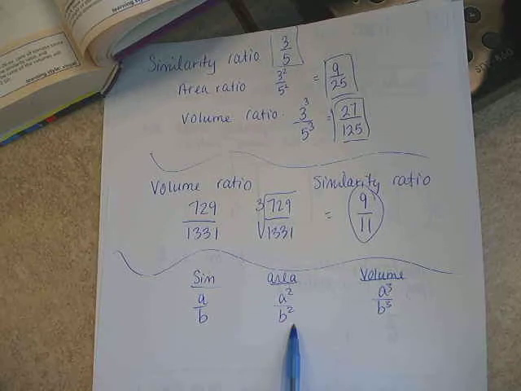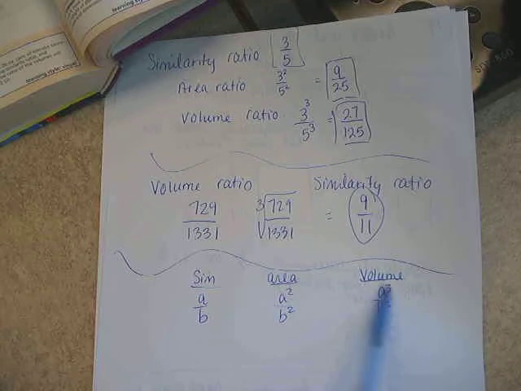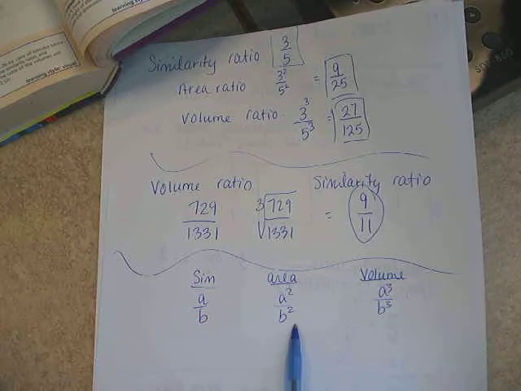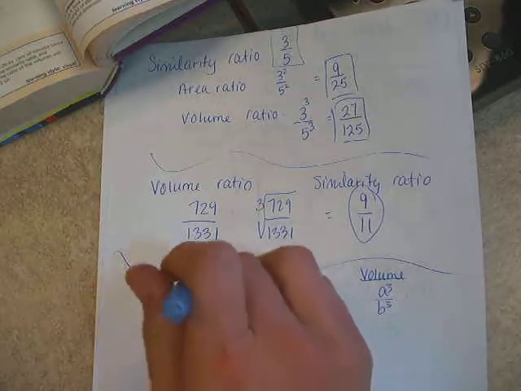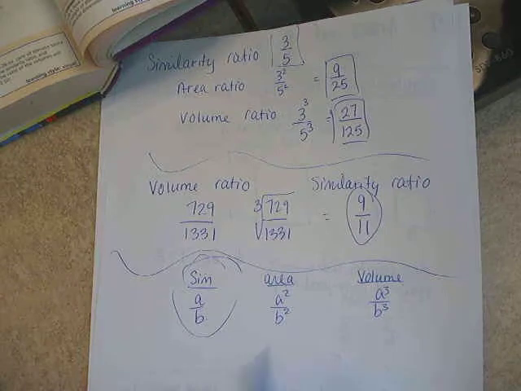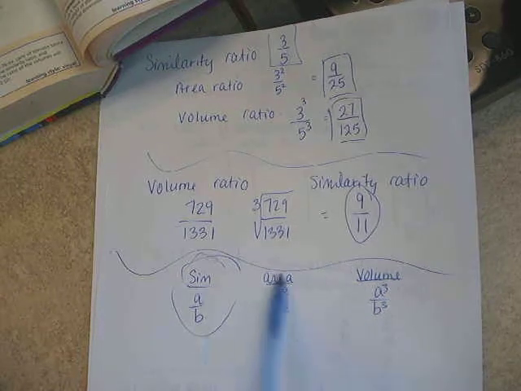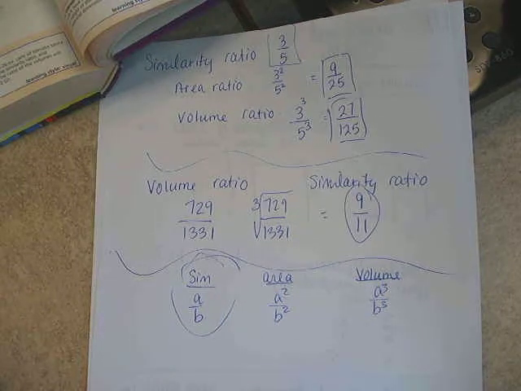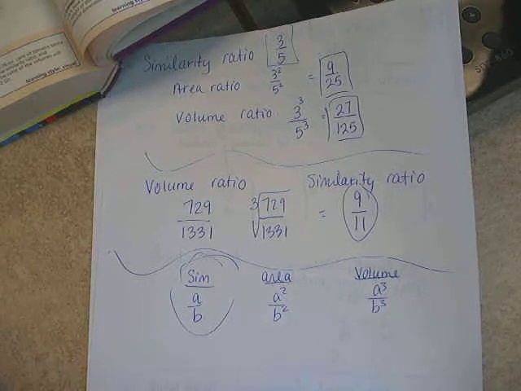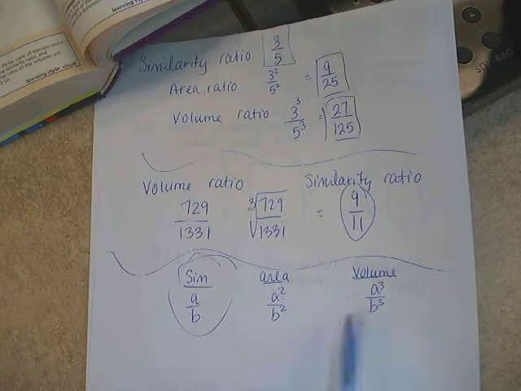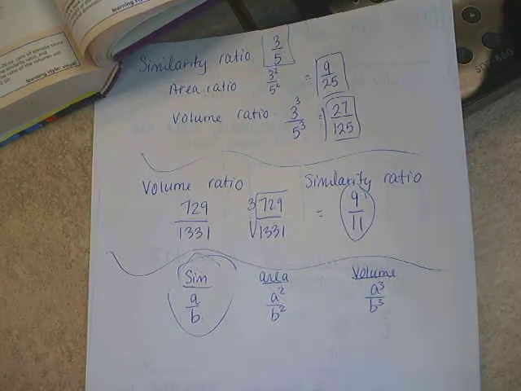You cannot go between these two, not instantly. If I'm given a volume ratio and I want an area ratio, I have to go all the way back to similarity and then square it. So if I start here, I'm going to do a cube root and then square it to get there. So you can't go directly from here to here. You've got to go back to your starting point. If I'm given an area, then I'm going to square root it and cube the result to get the volume.